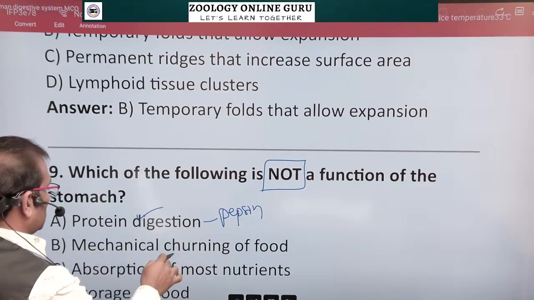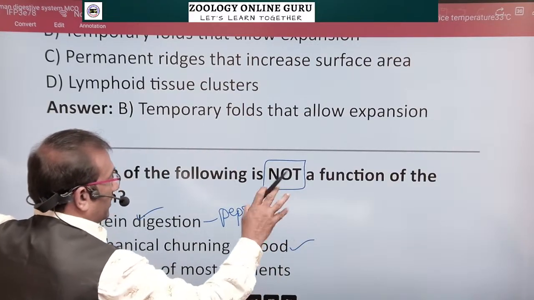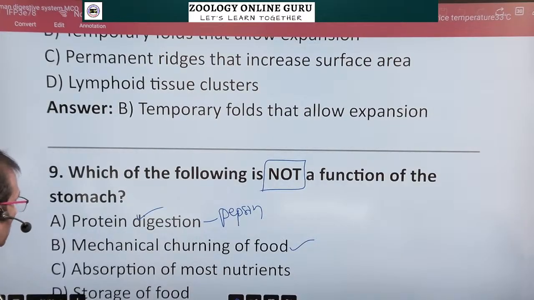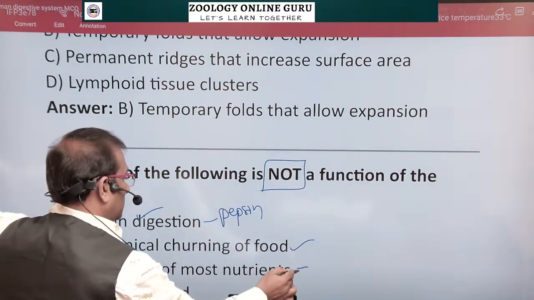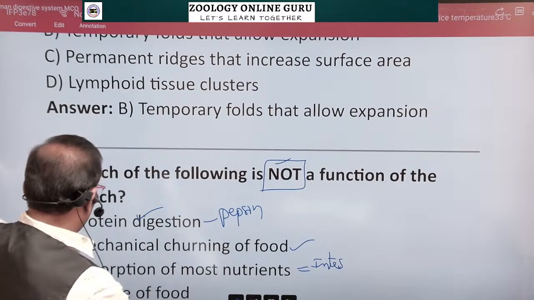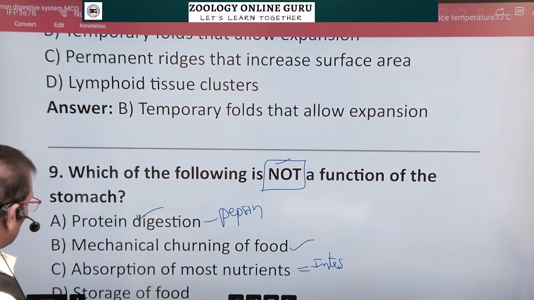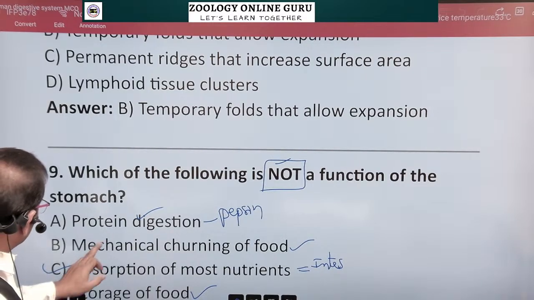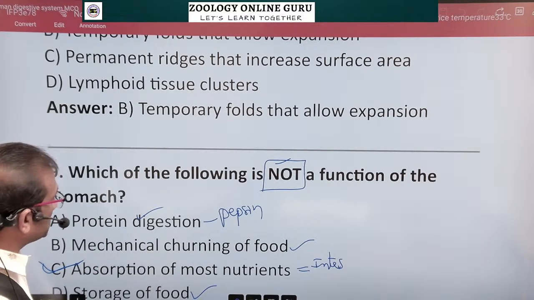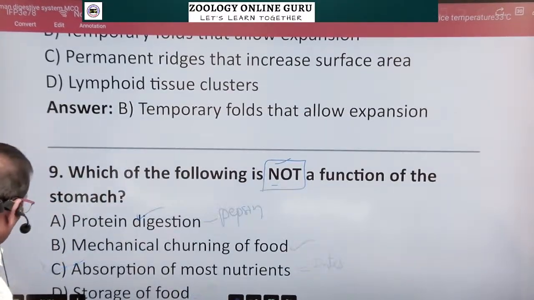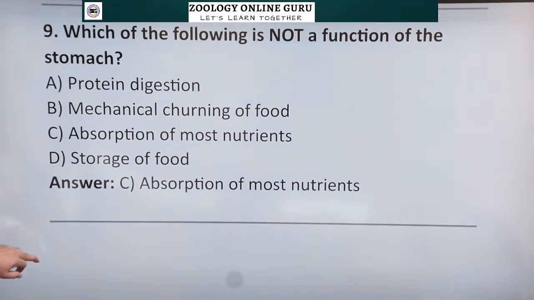Mechanical churning of the food, yes, the up and down mixing of the food by the churning. Absorption of most nutrients, no. Absorption takes place from the intestine, not the stomach. It also stores the food, yes. So absorption of most nutrients is the wrong statement, and that wrong statement is our right answer.